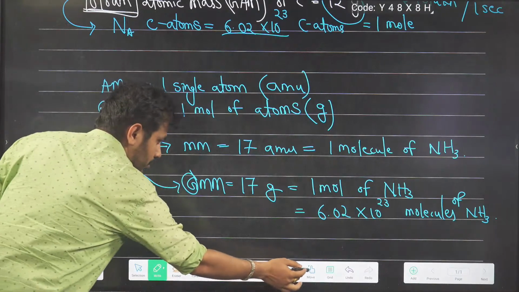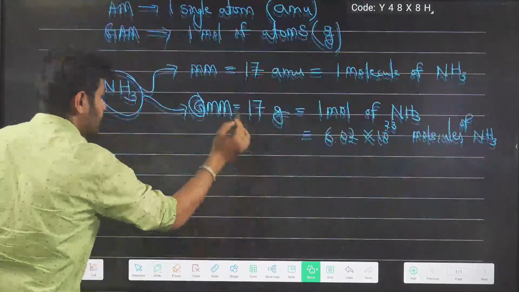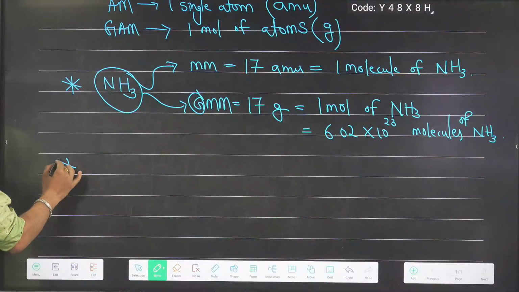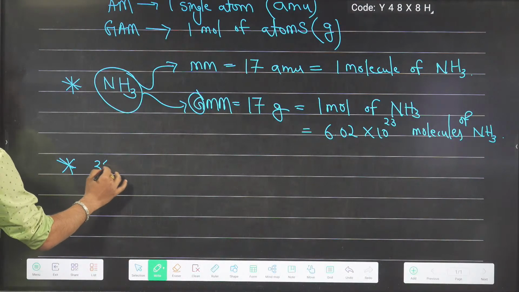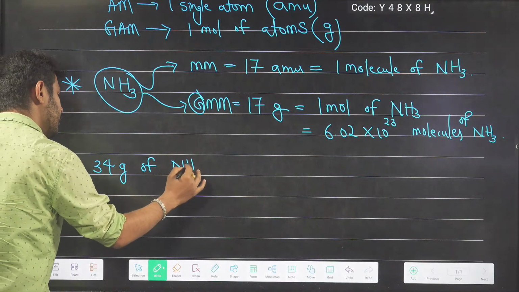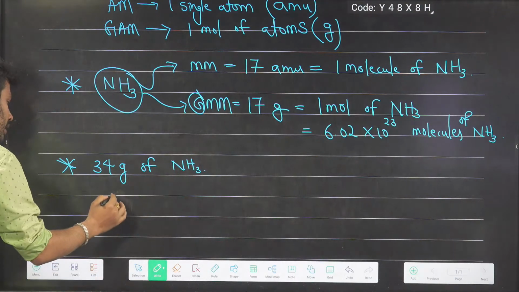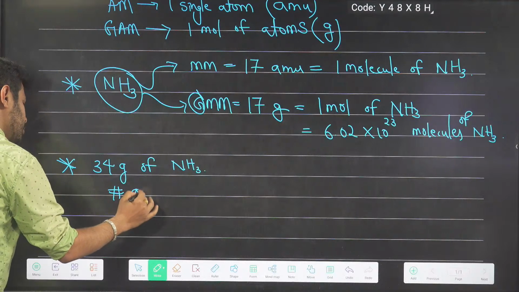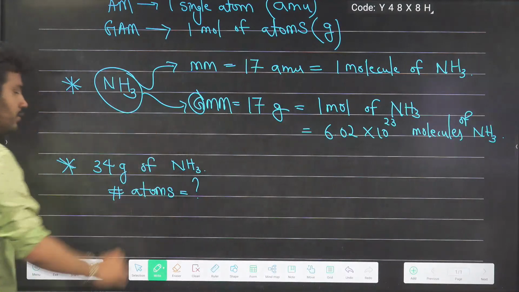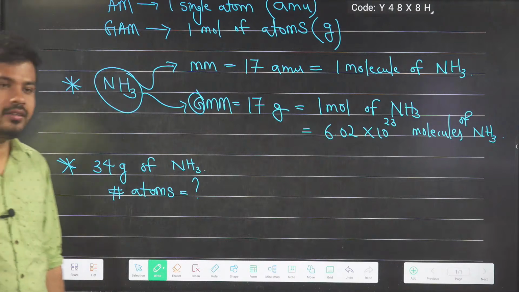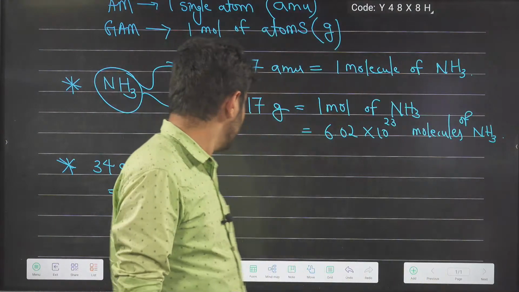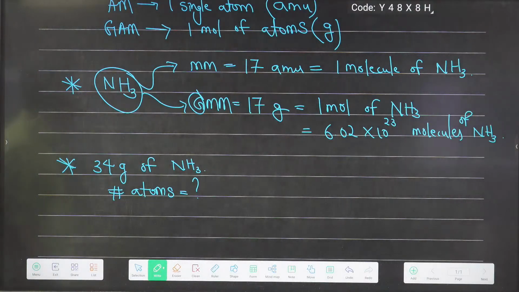Now, my question is, I have 34 gram of NH3. How many atoms are there? Number of atoms, you have to tell me. How many atoms are there? Can anyone tell me? How many atoms are going to be there? 8? Why is it 8? It is not 8.